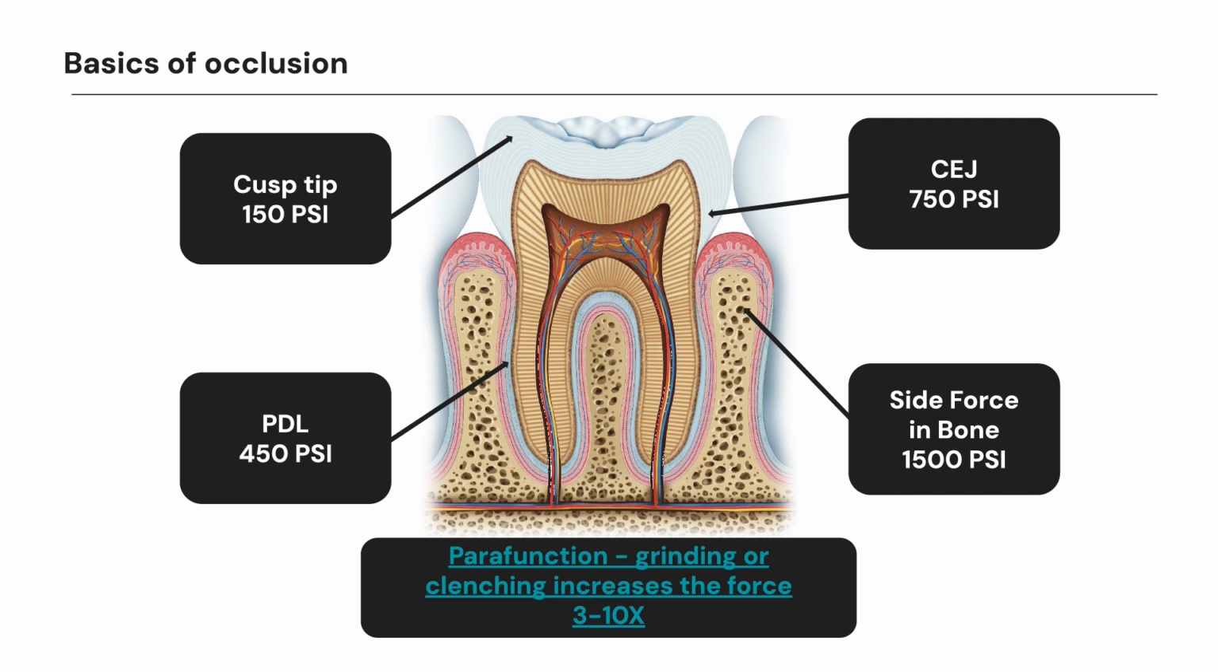So instead of 1500 psi of side force in the bone, you are looking at almost 15,000 psi loaded onto that bone. Well, guess what? Something's going to give, right? Something's going to break down. So we want to keep that grinding parafunction side force to a minimum because again, the teeth are designed to take that load, the way things swing back and forth.